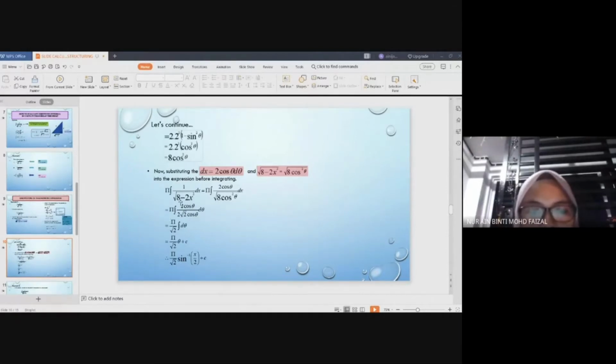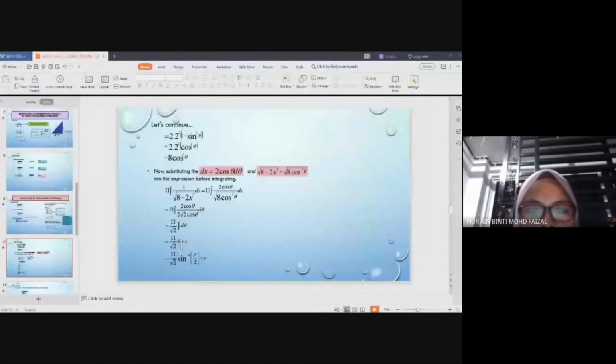And then you just divide it. 2 divided by 2 is 1. Cos theta divided by cos theta is 1. And you will get the answer pi over square root of 2 integral of d theta, after you cancel it. And then pi over square root of 2 times theta plus c.